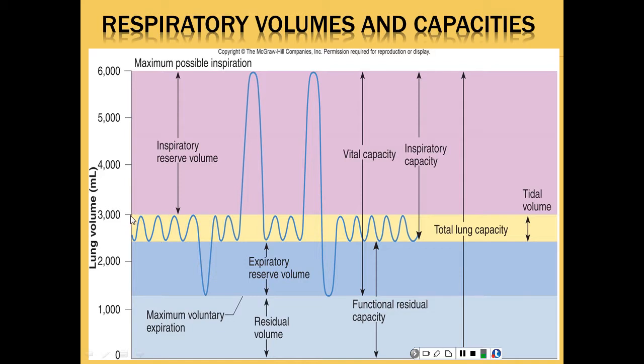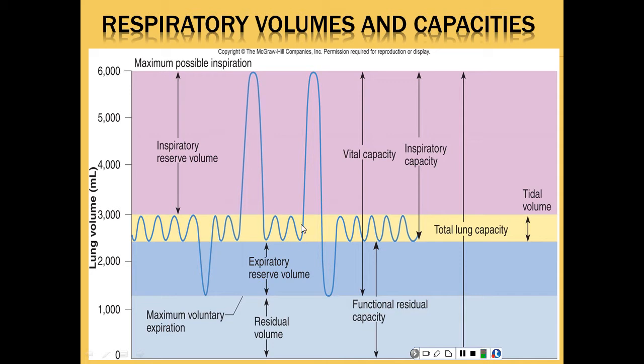Yes, we're starting at 3,000, but the distance from 3,000 to here is 500 milliliters. The distance from 3,000 to 6 is 3,000 milliliters. So yes, we are looking at these values, but we're also looking at the shaded area, and the difference between the 600 and the 300 is our 3,000 milliliters, which gives us our inspiratory reserve volume.